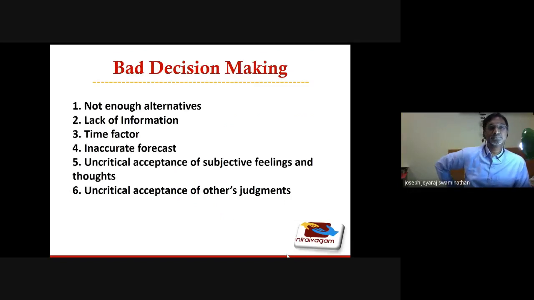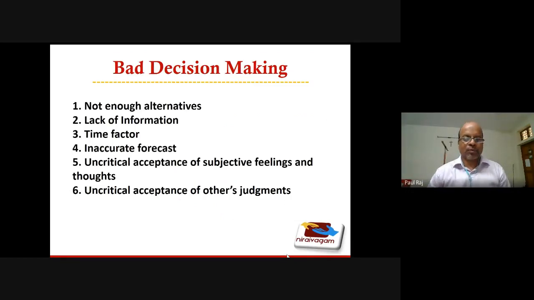We are going to see 2 more points. With that, we will wind up the theory part of it. The first one is bad decision making. Why do we make errors in decision making? And the next one is some of the techniques to make the right decision making. First of all, let me speak about why we make bad decisions.